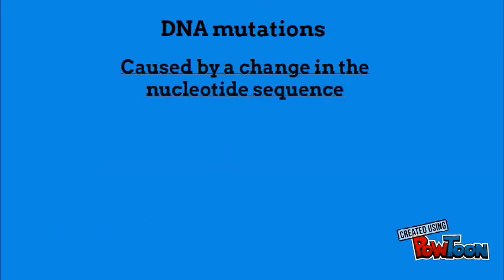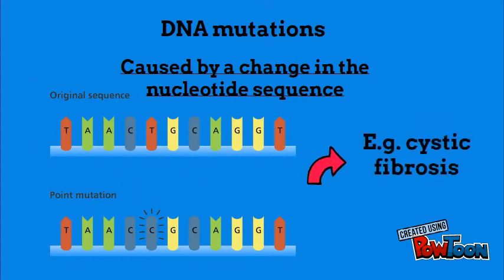DNA mutations are caused by a change in the nucleotide sequence of the double helix structure. Mutations can be so small that the change could be in a single base pair of a nucleotide, known as a point mutation, as seen in cystic fibrosis.